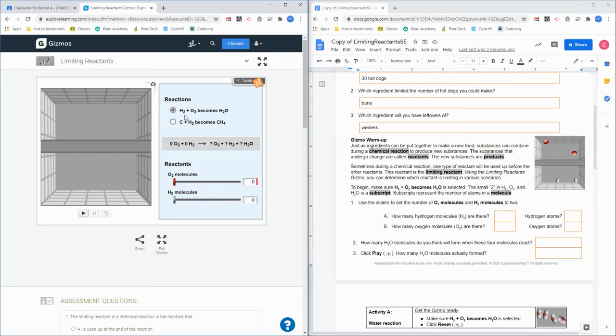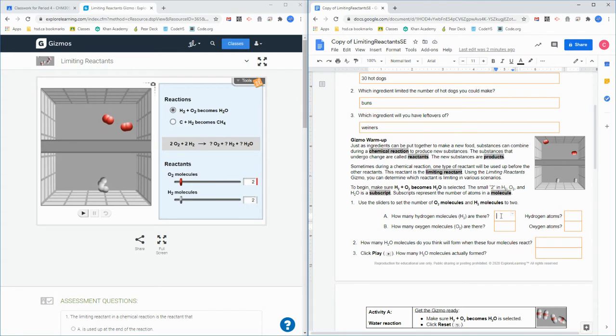So to begin, make sure that the H2 plus O2 becomes H2O is selected. Okay, and then use the sliders to set the number of oxygen and hydrogen molecules to 2, and in they come.